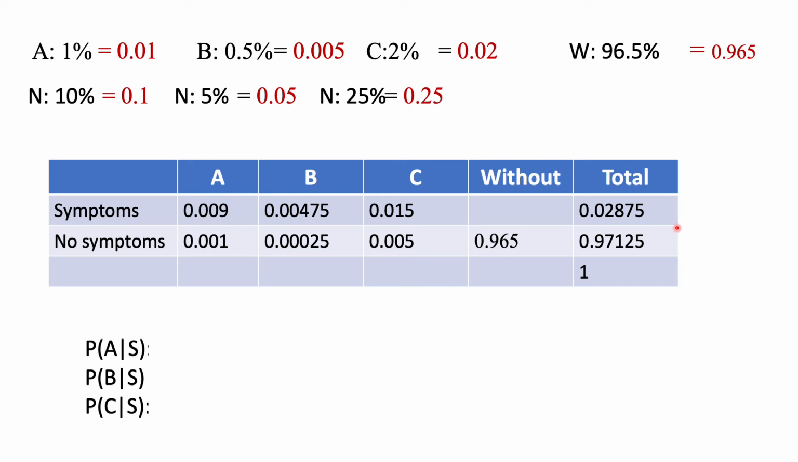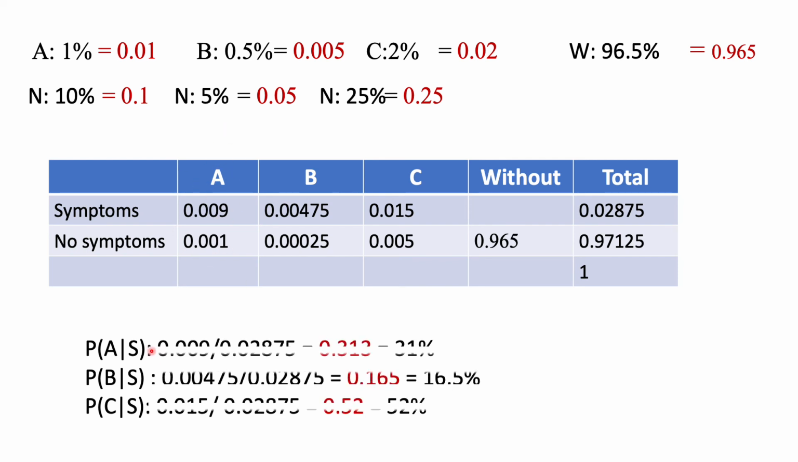This is the total of people who have symptoms in the population. So the probability of disease A only will be the division of this number by this number. And we can do that also for disease B and disease C. So in conclusion, and to summarize, the probability of having disease A if you have symptoms is 31%. The probability of having disease B if you have symptoms will be 16.5%. And the probability of having disease C if you have symptoms will be 52%.